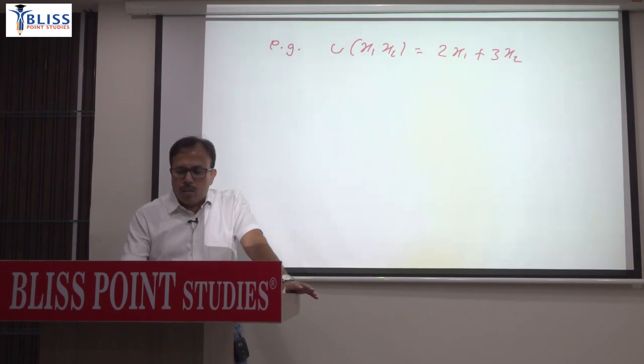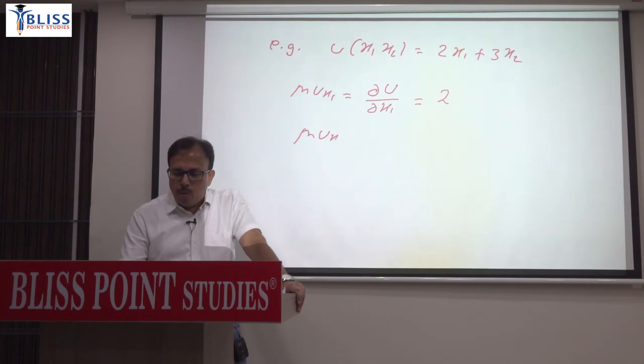If you have any confusion, just do one thing, calculate marginal utility of good 1. So it is differentiation of that function with respect to x1. So if you differentiate with respect to x1, it will be 2 only. Calculate marginal utility of good 2.